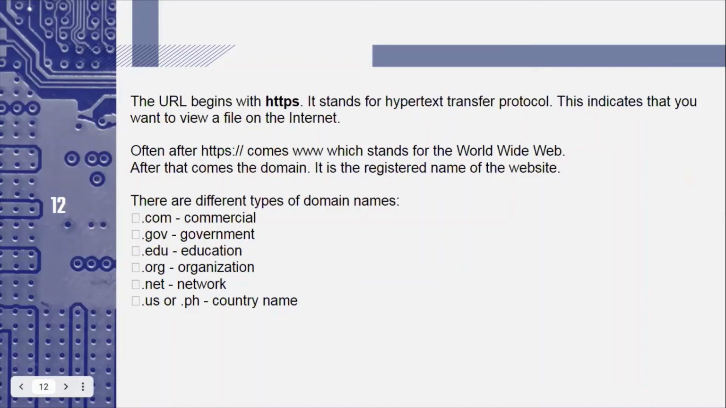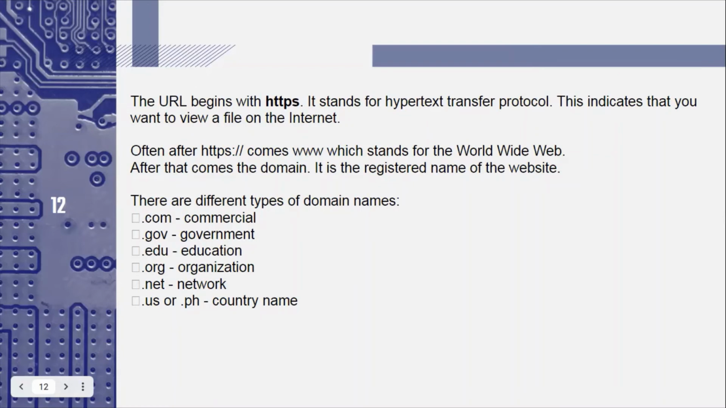Now, the URL begins with HTTPS. Notice that when we write something in our address bar, in our search engine, it starts with HTTPS. It stands for Hypertext Transfer Protocol, and this indicates that you want to view a file on the internet. Often, after HTTPS comes the WWW, or World Wide Web. After that comes the domain, which is the registered name of the website.